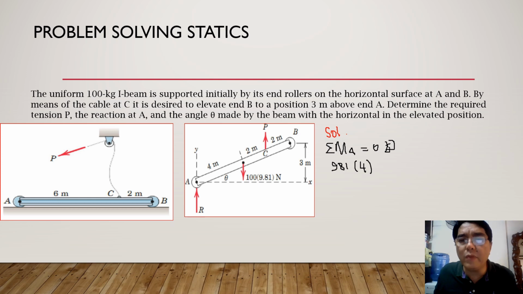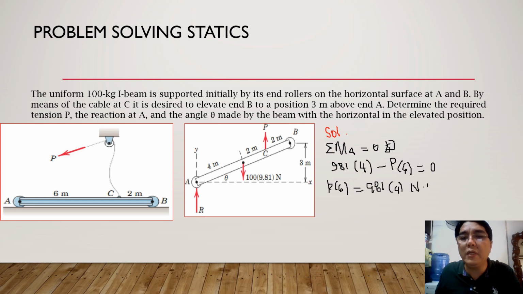And then we have a negative moment, which is P. And what is the perpendicular distance of that P from the axis of rotation A? That will be multiplied by 6. And that is equal to 0. Okay, if we transpose P to the other side of the equation, we have P times 6. That will be positive, and that will be equal to positive 981 multiplied by 4. Okay, what is the unit of this one? This one is in Newton and meter.